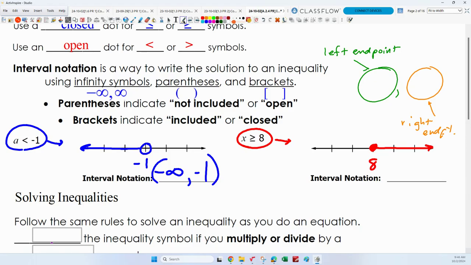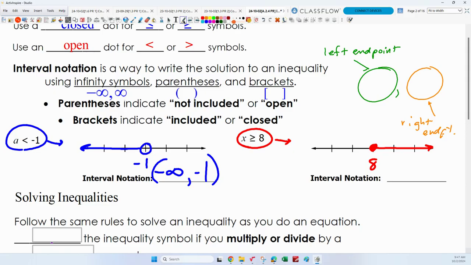Okay, what about this? And so that's the interval notation corresponding to the inequality a is less than -1. Interval notation matches up really well with the graph. It's kind of a visual way of writing that inequality without actually graphing it.